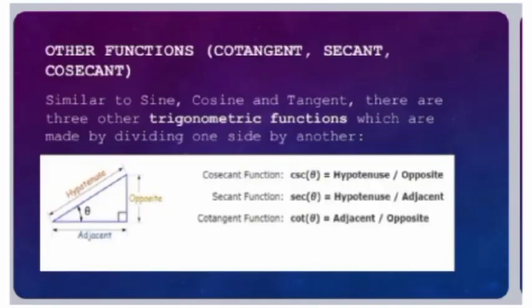Other functions: cotangent, secant, cosecant. Similar to sine, cosine, and tangent, there are three other trigonometric functions which are made by dividing one side by another. Example, cosecant function: cosec theta equals hypotenuse over opposite. Secant function: sec theta equals hypotenuse over adjacent. Cotangent function: cot theta equals adjacent over opposite.